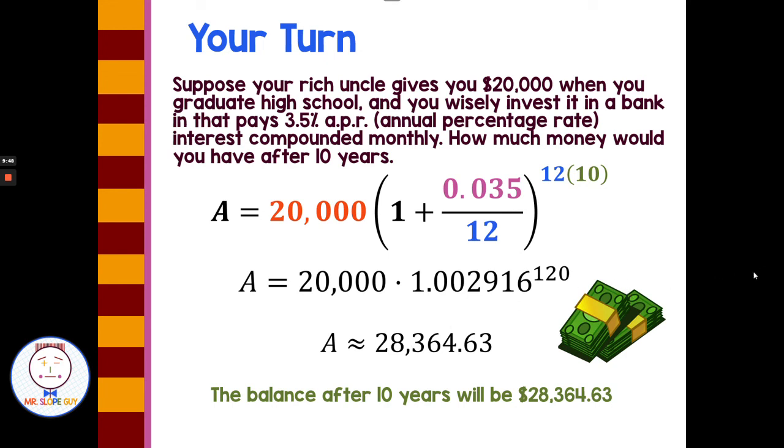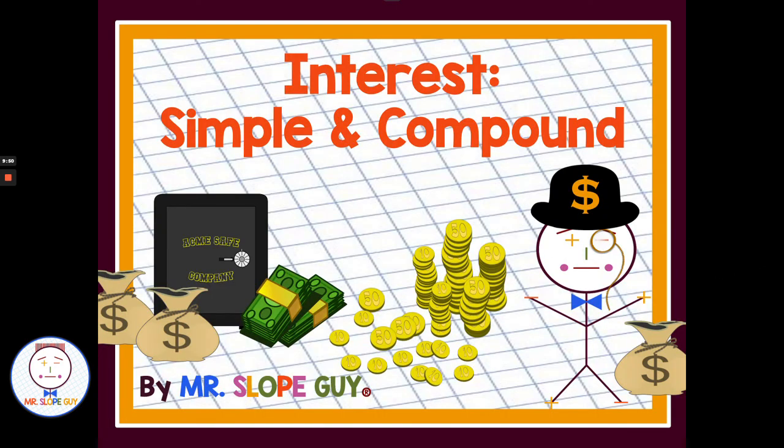So I hope that helps you guys get started. There is a big difference between simple interest and compound interest. Simple interest is linear. It grows in a straight line. And compound interest grows exponentially.